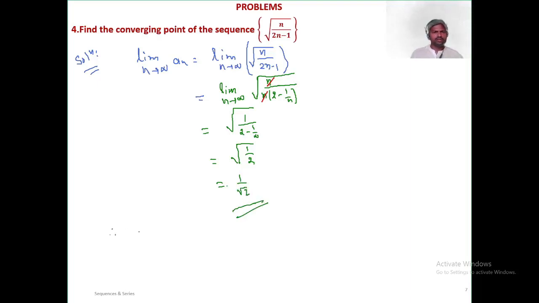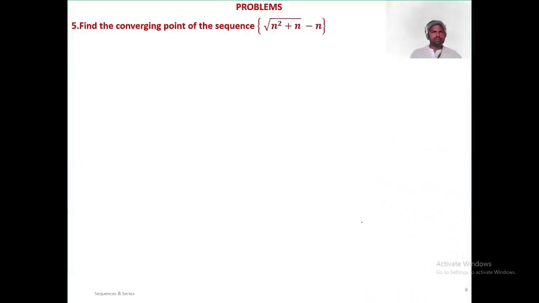So therefore I can write, the given sequence converges to 1 by root 2. Okay, next one. Problem number 5. Yeah, this one, how to attack this problem.